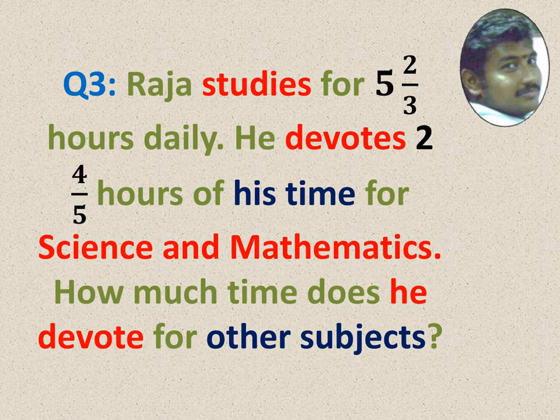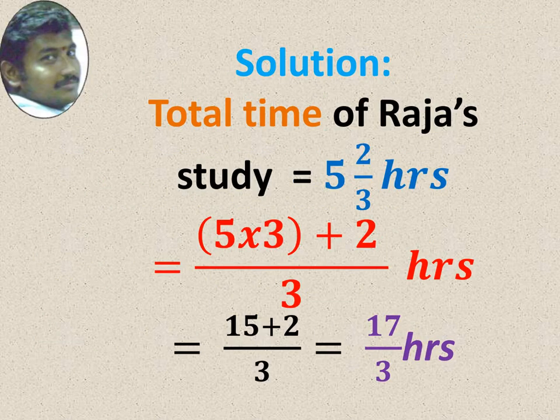Let's see the next one. Raja studies for 5 2 by 3 hours daily. He devotes 2 4 by 5 hours of his time to science and mathematics. How much time does he devote to other subjects? Like what we did in the previous sum, the same way we first have to make them improper fractions. 5 2 by 3, when you convert into improper, we will get 17 by 3. First you multiply 5 into 3, which is 15. Then add the numerator 2. So 15 plus 2 is 17. 17 by 3 hours.